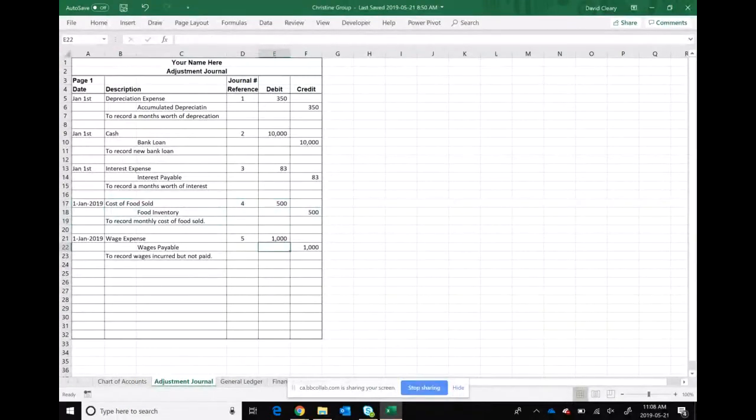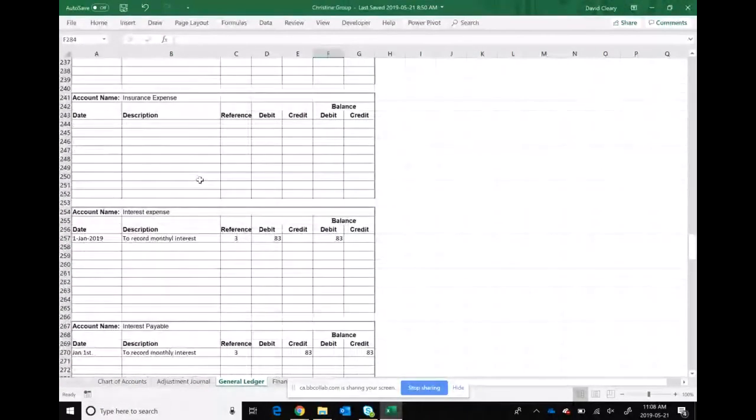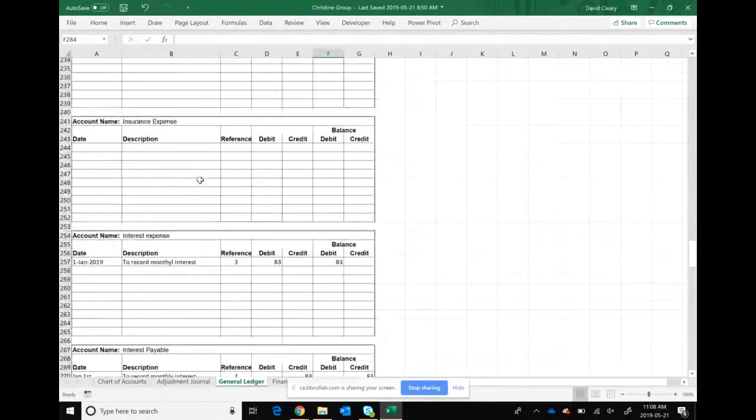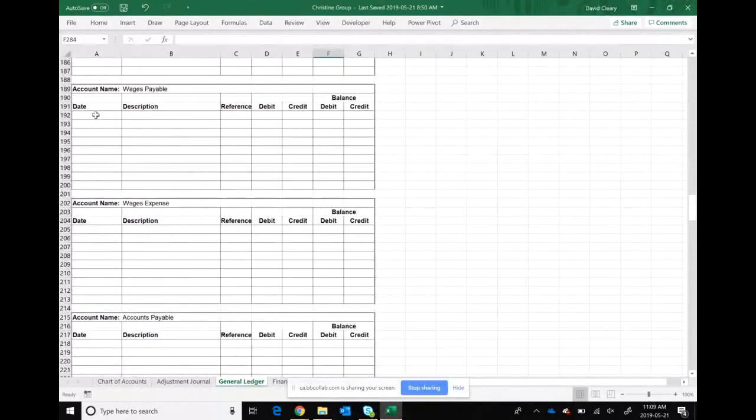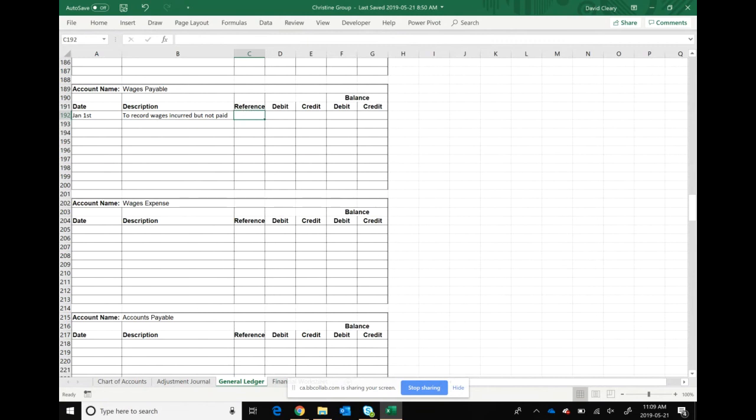And then our last adjusting entry is the wages payable and wages expense for 1,000. So we find our wage expense and wage payable on this, January 1st. Description to record wages incurred but not paid. Reference was 5. This was a payable, so it was 1,000. There we go. And because I know nothing else is going to affect this account, I'll just take the balance right now. And then same thing with our wages expense, January 1, I'm just going to copy and paste the description.